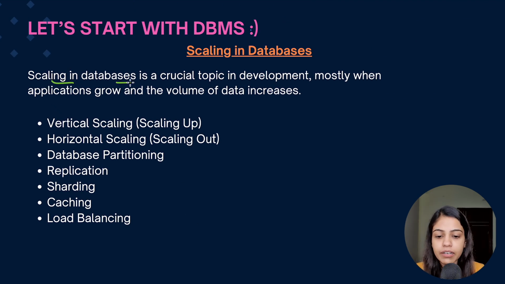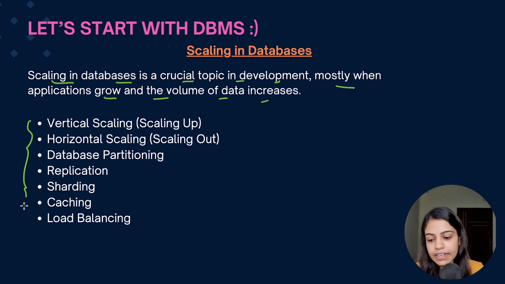Now scaling a database is a crucial topic in development, mostly when the application grows and the volume of data increases. So whenever the application grows, the volume of data increases or the number of users increases, it's best to scale our system. Now there are some scaling techniques which are present.